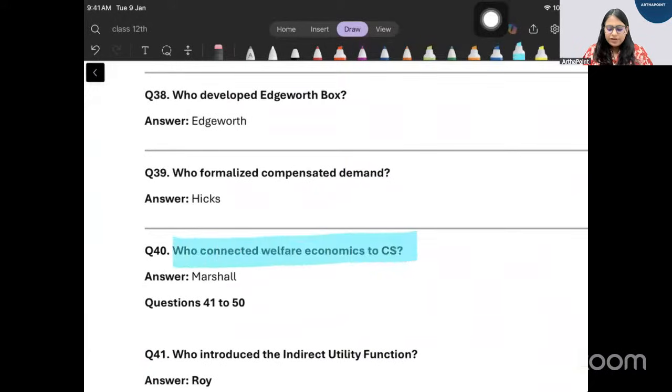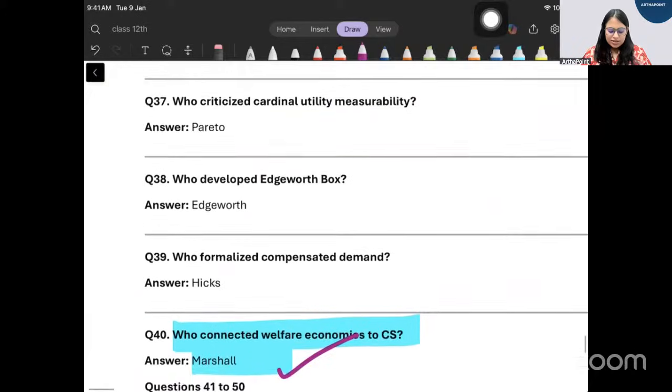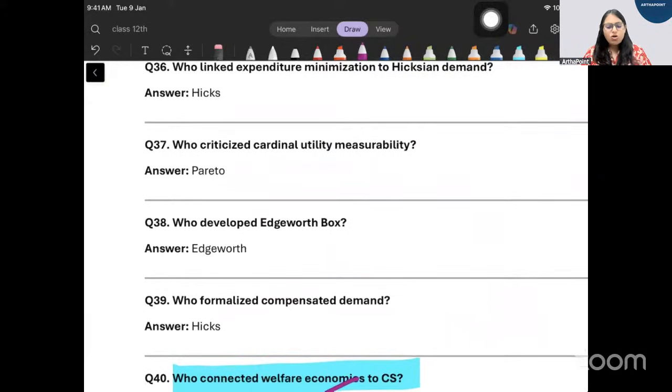Who connected welfare economics to consumer surplus? Marshall. Done. Like this. You don't solve a question like this. Who connected welfare economics to consumer surplus? And then you think and then you answer.